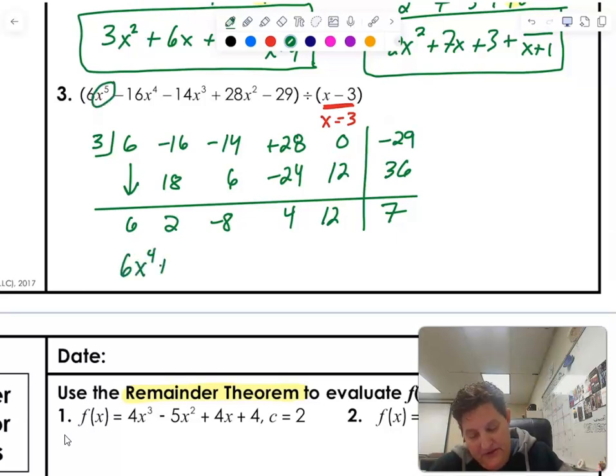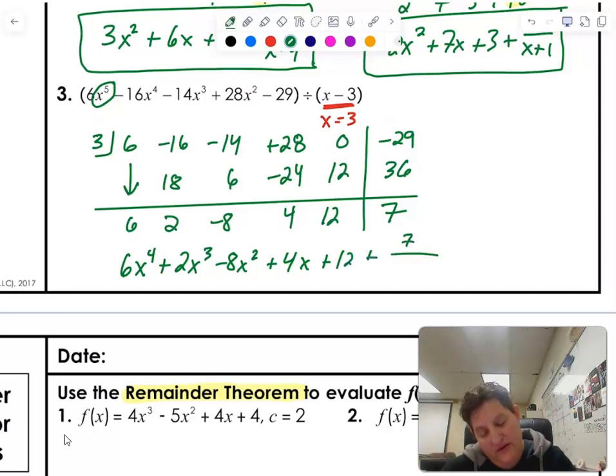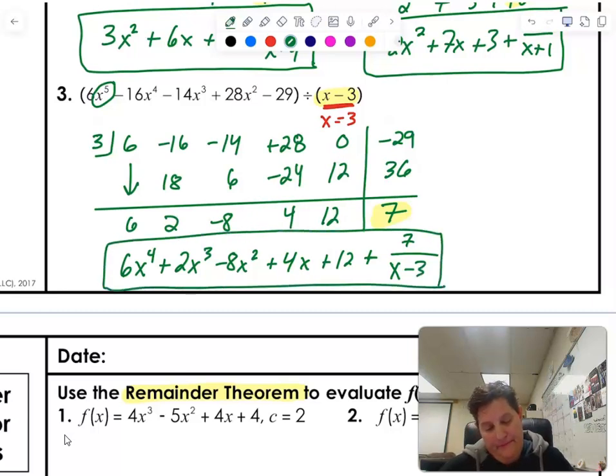All right. This was an x to the 5th, so my answer is going to be an x to the 4th. 6x to the 4th plus 2x to the 3rd minus 8x squared plus 4x plus 12. And then we have 7 over, let's see, the remainder over the thing we were dividing by, x minus 3. All right?